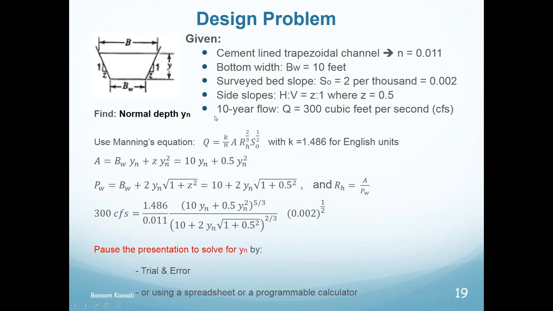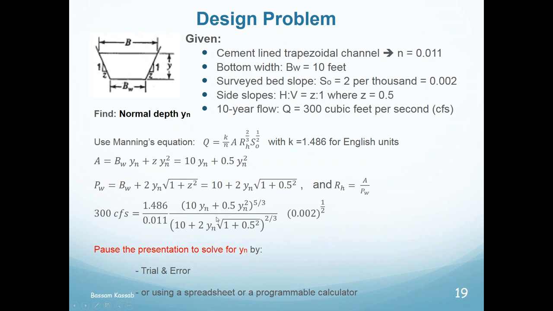To do that, we're not going to do a poll here because it's going to take time to solve this. But you plug in the values that I gave you in Manning's equation. You plug in the area, which is a little bit more complicated than the rectangular one, and the wetted perimeter and the hydraulic radius. You end up with an equation like that, 300 equals 1.486 over 0.011, etc. You notice the only variable in this equation is the normal depth, Yn.